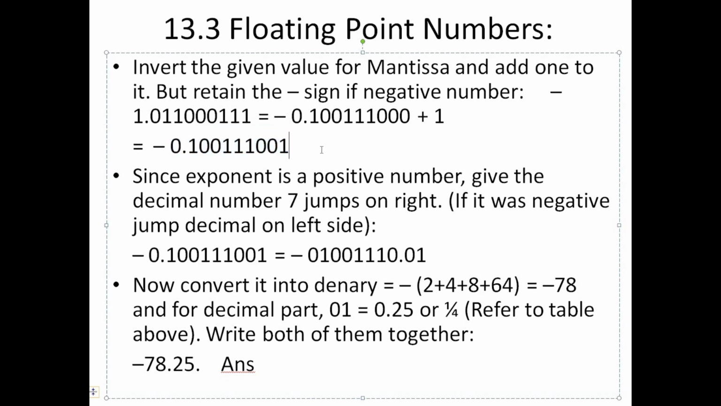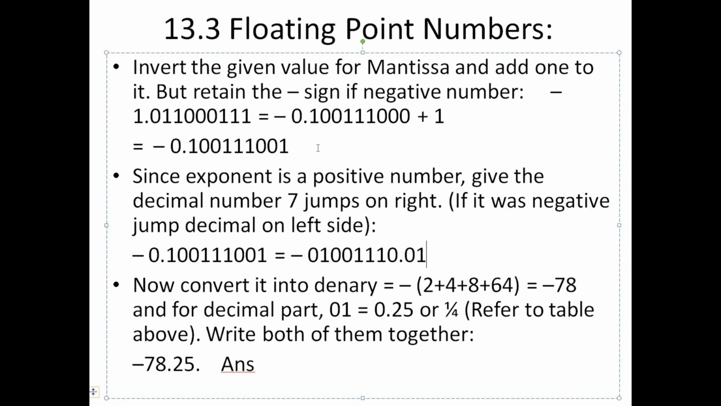Now your exponent is supposed to be a positive number, so you will move the decimal 7 places to the right hand side. If it was a negative number, you would move it 7 places to the left hand side. So now after giving it 7 jumps, your number will become like this: 0 1 0 0 1 1 1 0 and then 0.01.